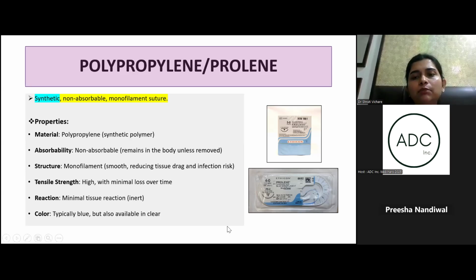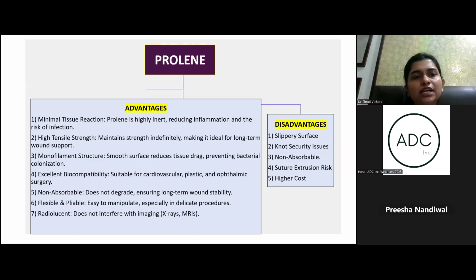Color: it is available in this beautiful bright blue color, and sometimes it is also available in a colorless format, which is like a clear suture. Coming to the advantages, tissue reaction is minimal because it is a synthetic material used.